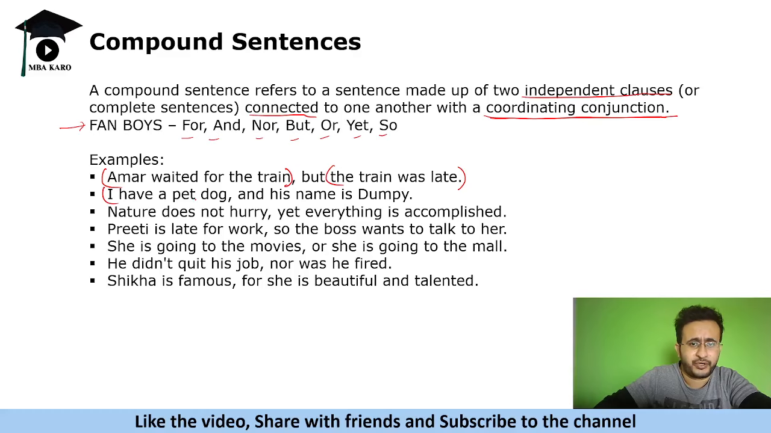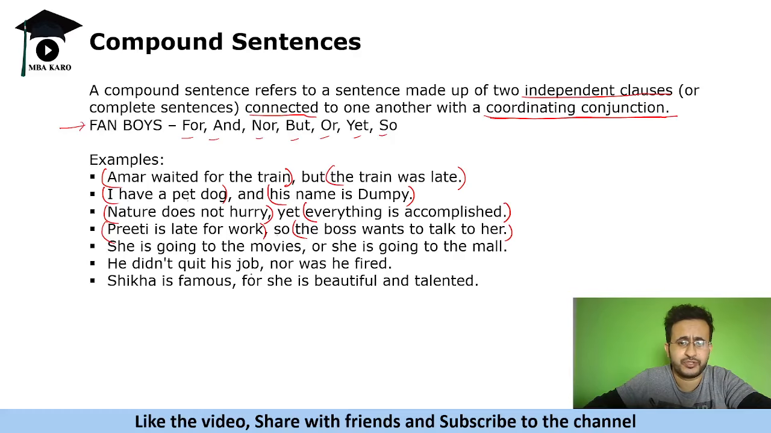I have a pet dog and his name is Dumpy. I have a pet dog is a sentence, and this is the second sentence. Nature does not hurry, yet everything is accomplished. So complete sentences joined. Preeti is late for work, so the boss wants to talk to her. So two complete sentences joined using so. She is going to the movies or she is going to the mall. Two different sentences joined by a conjunction. That is called a coordinating conjunction.